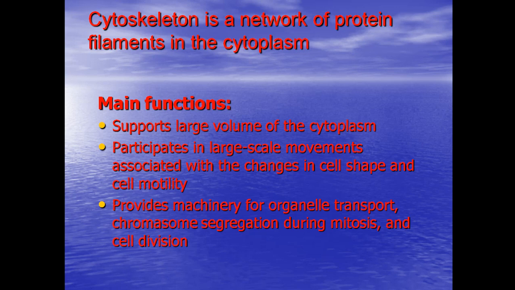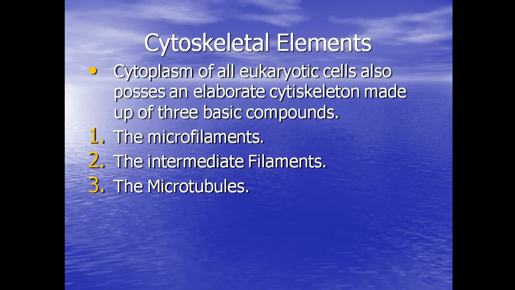They also provide machinery for organelle transport. Sometimes organelles have to be transported from one corner of the cell to the other, from one region to another, and that is done by these cytoskeletal elements, including chromosome segregation during mitosis and meiosis.